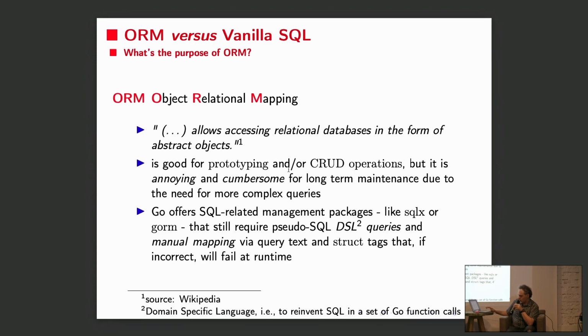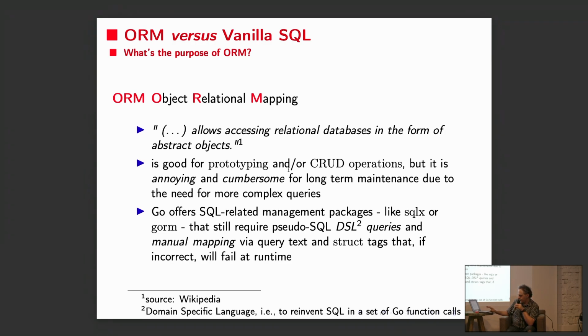So what is the purpose of ORM? ORM means Object Relational Mapping, okay? And as Wikipedia describes it, ORM allows accessing relational databases in the form of abstract objects. So you're creating some sort of object that is supposed to facilitate some procedure. ORM is good for prototyping and for CRUD operations, so create, read, update, and delete. But it is usually annoying and cumbersome for long-term maintenance due to the need for more complex queries.